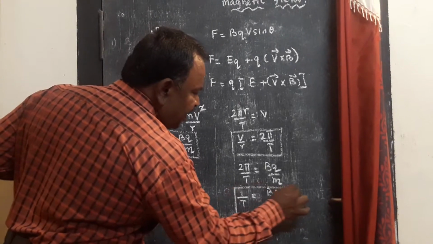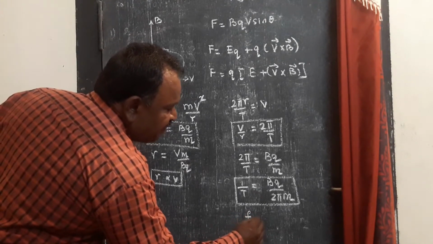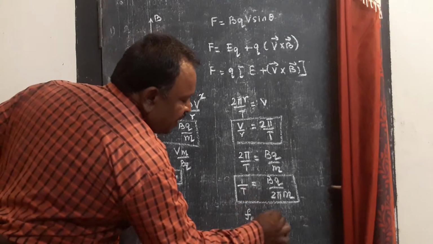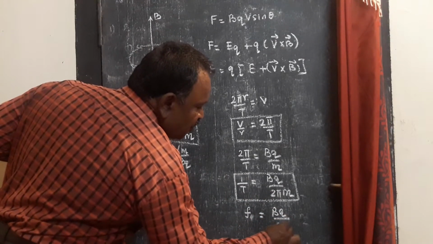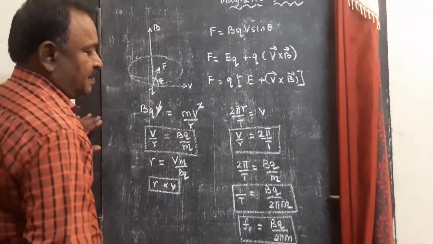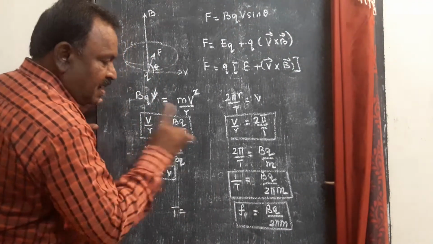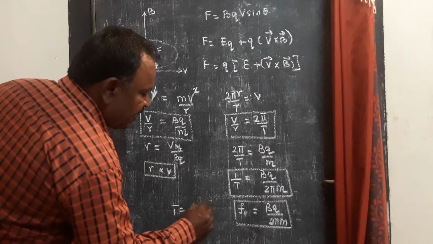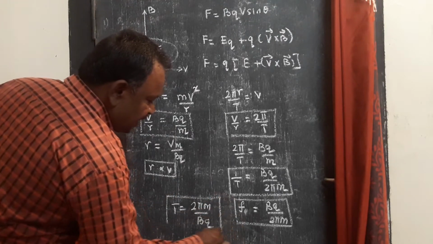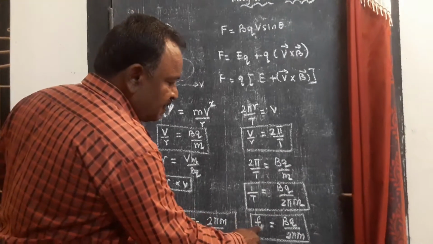What is 1/T? Reciprocal of time period is frequency. The frequency of the circular motion is given by BQ/2πm. So this will give the frequency. Therefore, the time period of the particle executing circular motion is given by 2πm/BQ. So this expression gives the time period of the charge moving in a circular path, and this will give frequency.